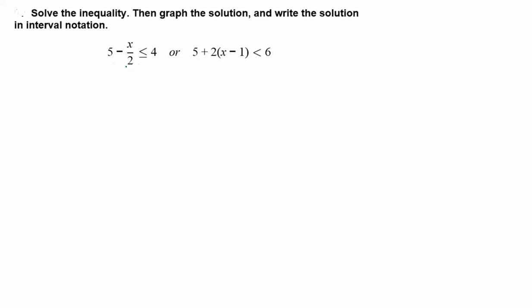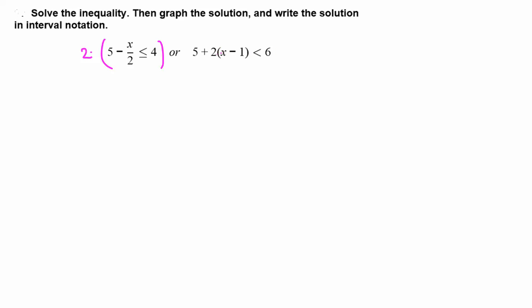Okay, we got a fraction here, so we need to clear the fraction. For that, we multiply both sides by the LCD. So in this case, 2 is the only denominator, so we multiply both sides by 2 to clear the fraction, and there is nothing to do here.